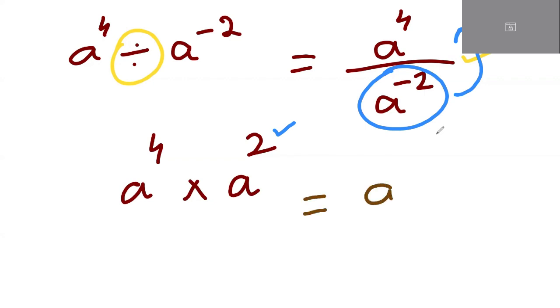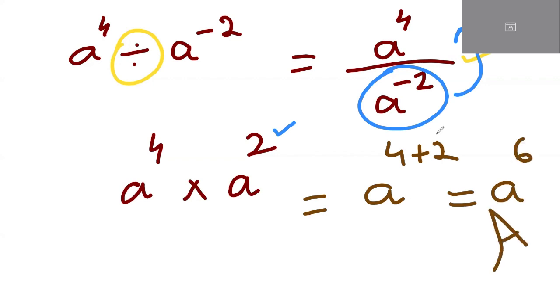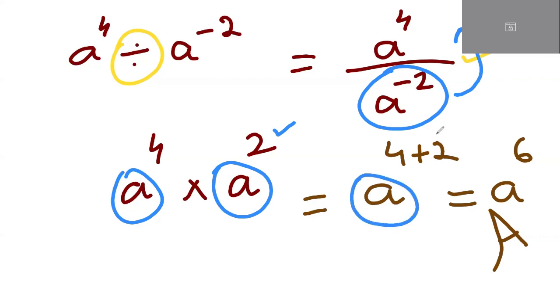Whenever bases are same, you have to add the powers. 4 plus 2 will give you a raised to the power 6. This is the final answer, a raised to the power 6. The bases are same. Let's try to revise the same rule. This base and this base is same. So base is written only once and powers are added like this. 4 plus 2 will give you 6. Let's see another question now.